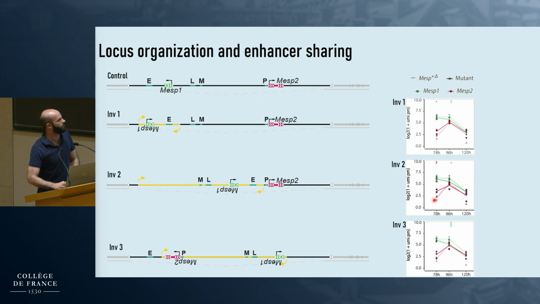But in red, you have the MESP2 level. In green, you have the MESP1. The light is always the control. The dark color is the mutant. But regardless of what she did, there was no major shift. At 78 hours, MESP1 is always the most highly expressed. She could never obtain a situation where you replace the behavior of one gene for the other.